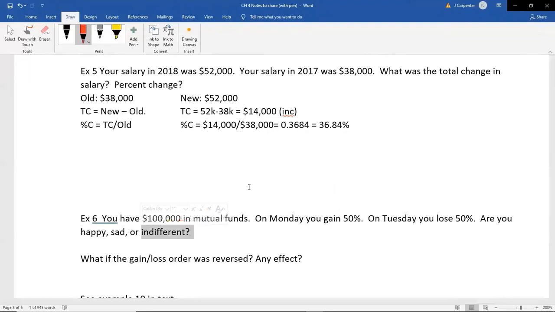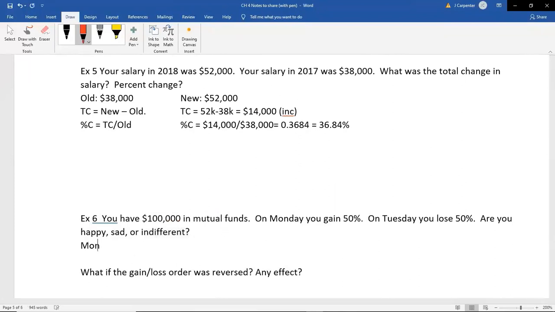But is that accurate? If you gain and lose the same percentages back to back, do you actually have the same amount that you start with? So we have to run through two scenarios. On Monday, we had $100,000 as the old. And the 50%, that's a gain, so it's a growth rate of 50%, which as a decimal is 0.5.